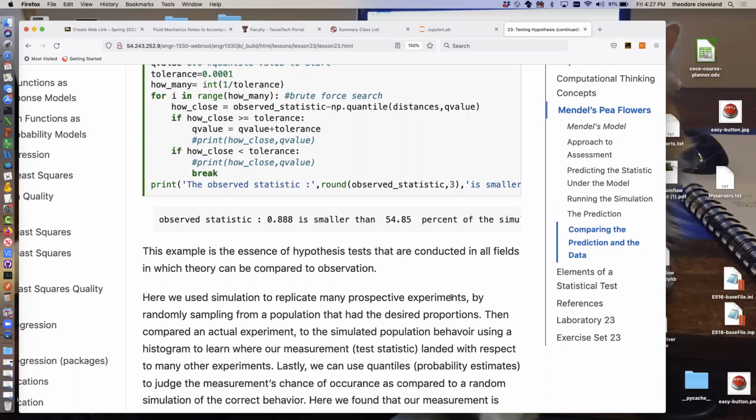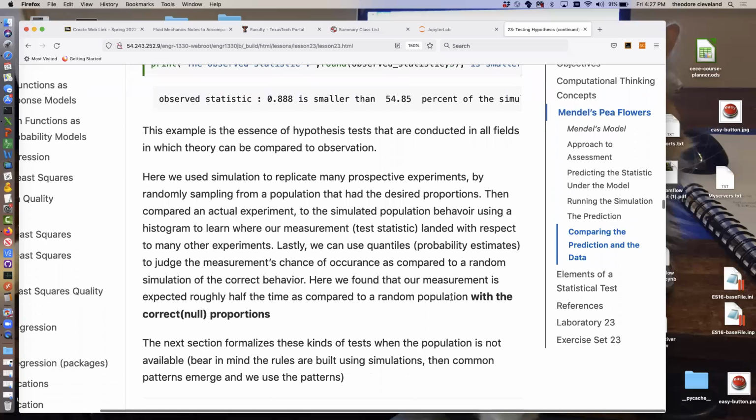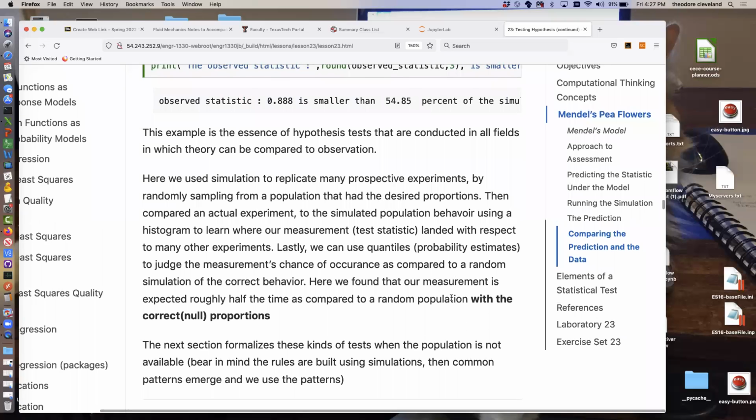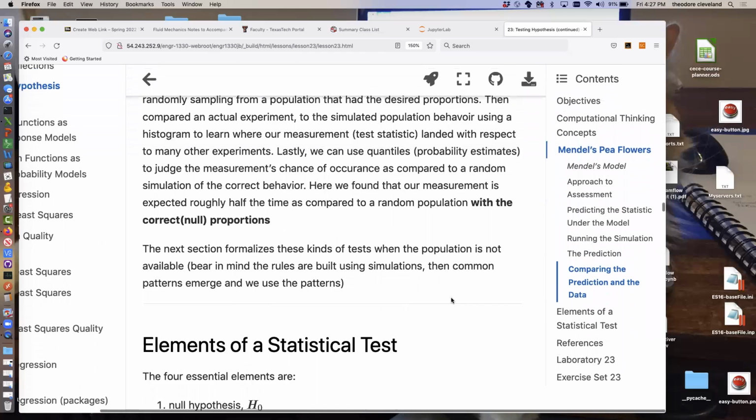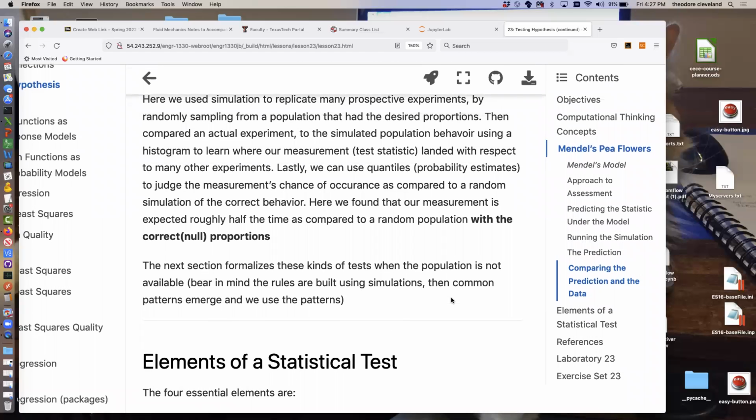So what we've actually done is presented kind of a twisted story on a hypothesis test. We've tested the hypothesis that the value of any measurement on pea flowers should be 75% purple. In this case, we use simulation to replicate many experiments. And what the statistical geniuses have done, they've done that already for a lot of things.